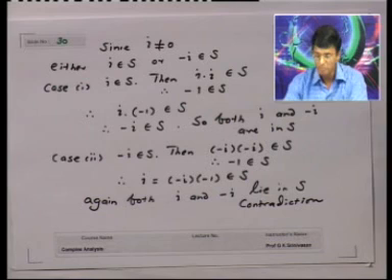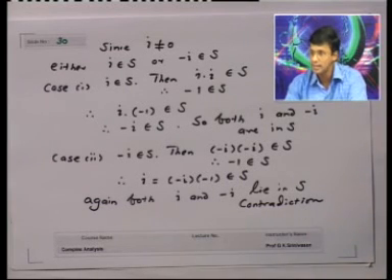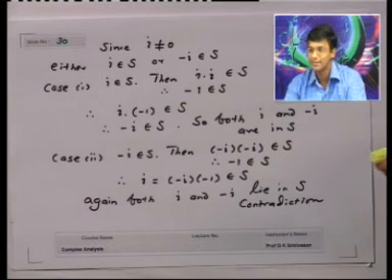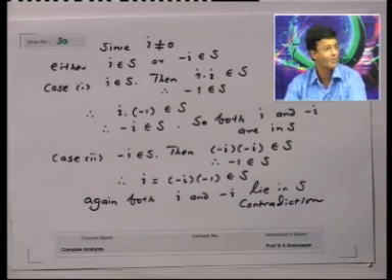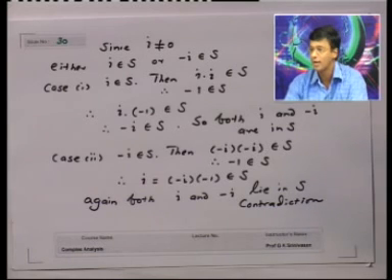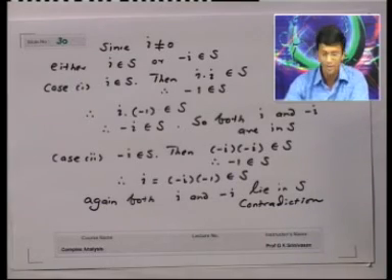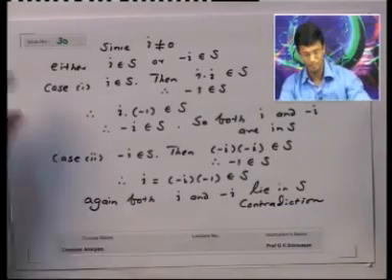Case 2, minus I is in S, that is also going to lead to the same contradiction. Minus I is in S, so minus I into minus I is in S, so minus 1 is in S, but I is minus I into minus 1, that is again in S. So both I and minus I lie in S, so it is a contradiction. So you cannot order the field of complex numbers. Argument is clear? Okay. Good.